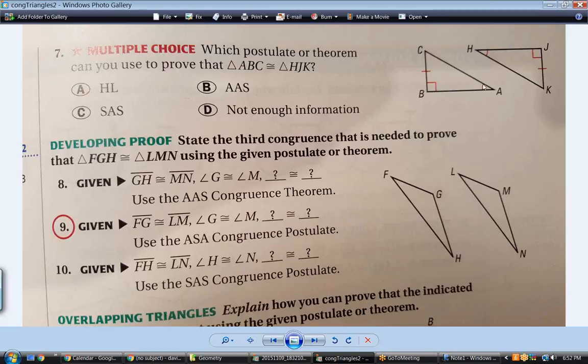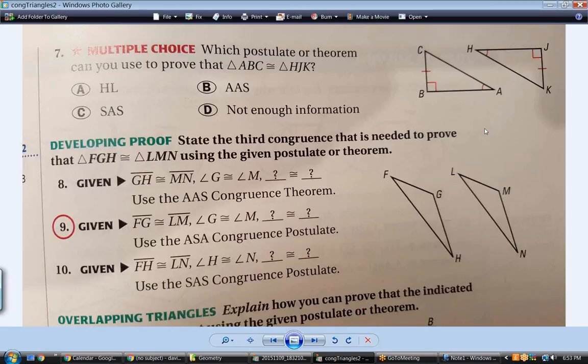Are those two triangles similar, and if so, based on what? Number 7. For number, I was looking at that one. Can you use the ABC is congruent to HJK. There's not enough information.